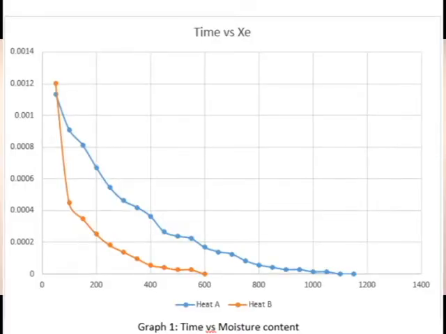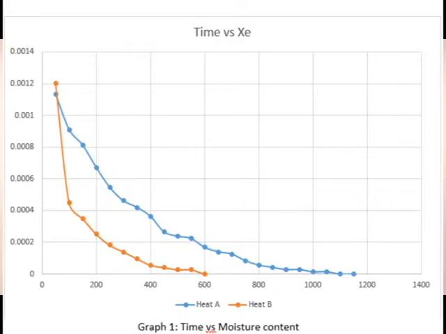In experiment A, the main thing that we keep constant is the air velocity, but our manipulated variable is the heater. When we use heater A, the value of dry mass is 714.43 gram, and the wet mass of A is 715.6 gram. When we use heater B, the dry mass is 714.43 gram, and the wet mass is 714.55 gram. As you can see, this is graph 1, which is time versus moisture content.